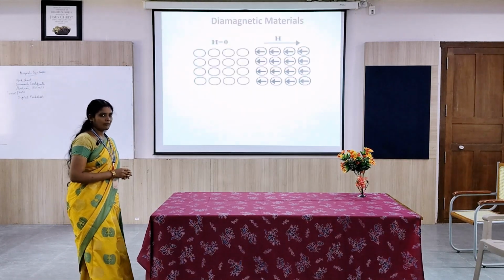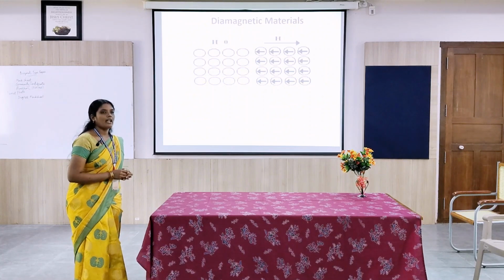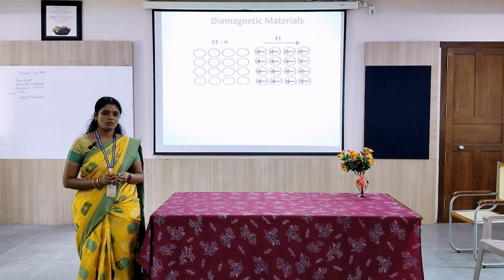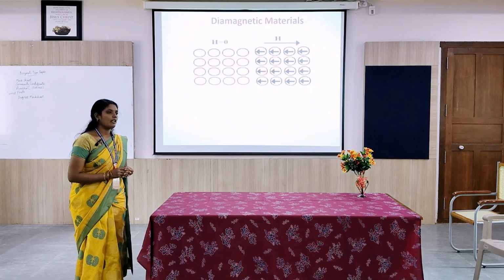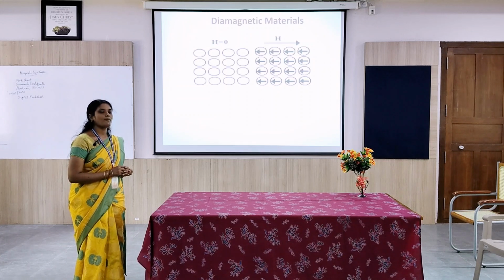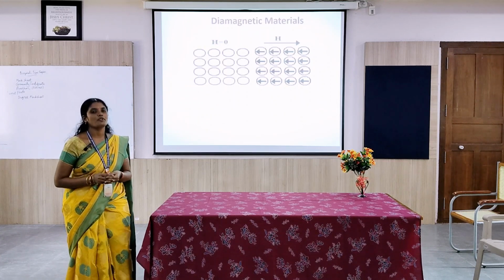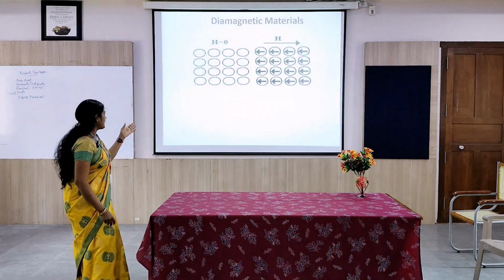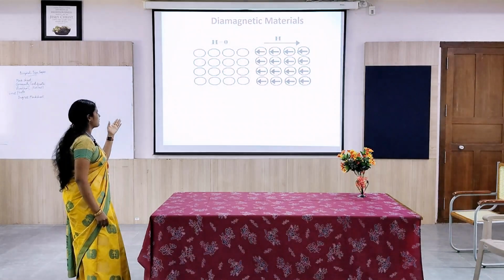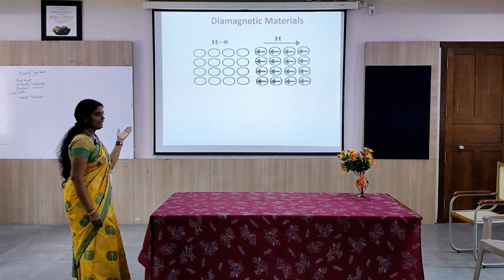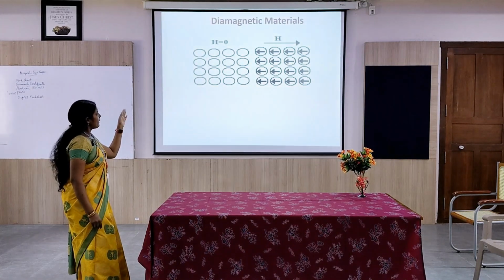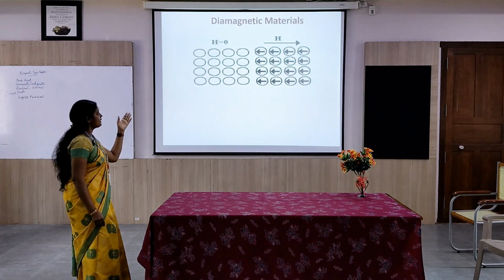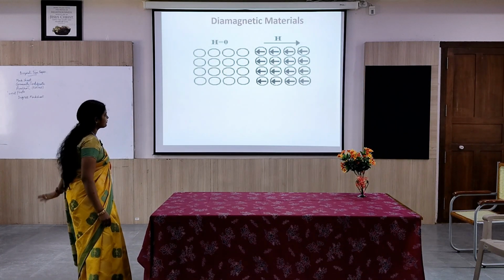Next, the first one is the diamagnetic material. Diamagnetic materials do not have permanent dipole moments. So in the absence of an external magnetic field, they have no permanent dipole moments. When a diamagnetic material is placed in an external magnetic field, dipoles are induced. The induced dipoles are in the opposite direction to the applied external magnetic field. The diagram indicates that H equal to 0 means there are no permanent dipoles. When we apply an external magnetic field, induced dipoles are created, opposite in direction to the external magnetic field.